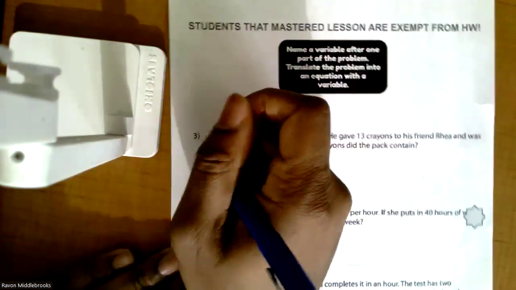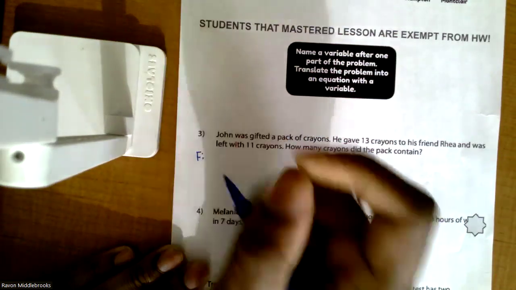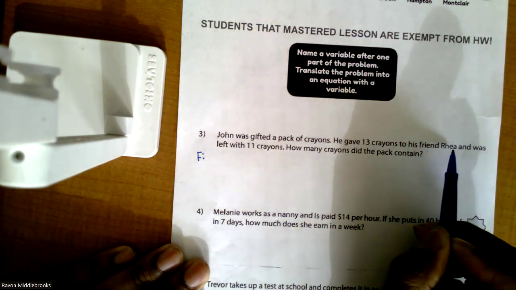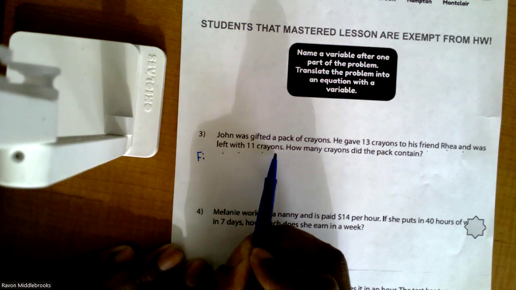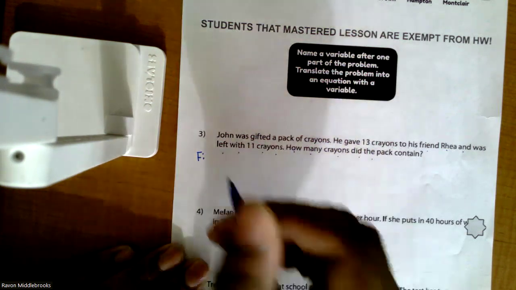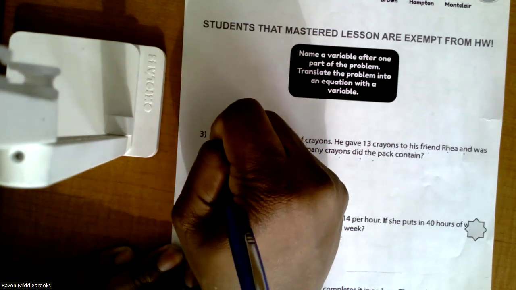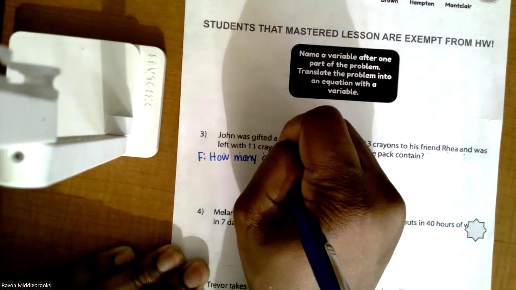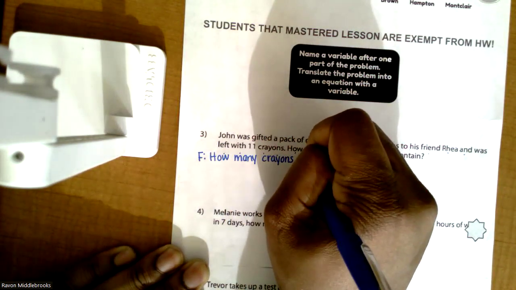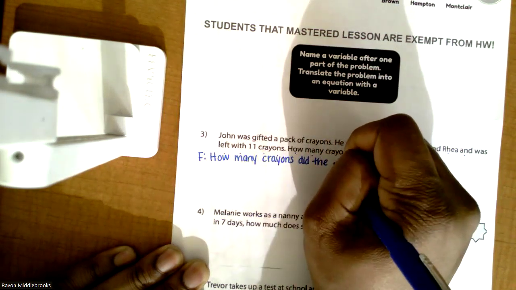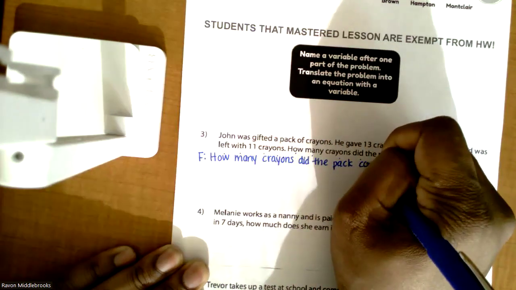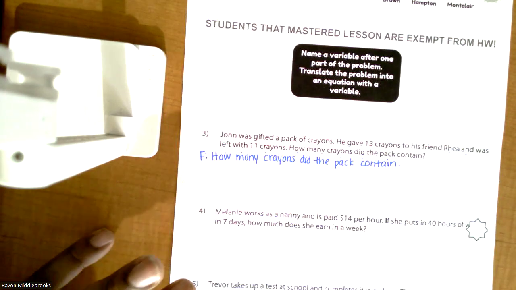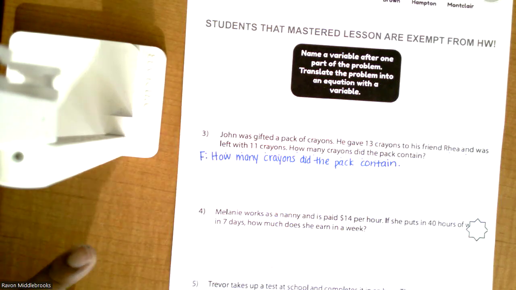Moving forward, we're looking for our find first. John was gifted a pack of crayons. He gave 13 crayons to his friend Ria and was left with 11 crayons. How many crayons did the pack contain? So we're finding how many crayons did the pack contain? So basically, that's also saying like, how many crayons in total did you have, right?